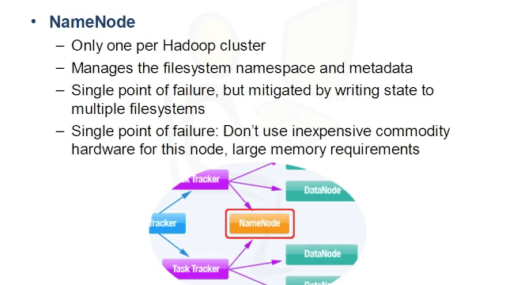There is only one name node in the cluster. While the data that makes up a file is stored in blocks at the data nodes, the metadata for a file is stored at the name node. The name node is also responsible for the file system namespace.